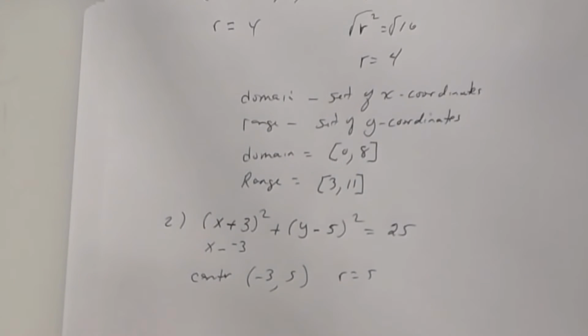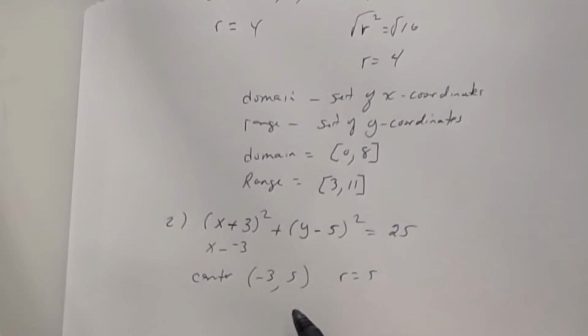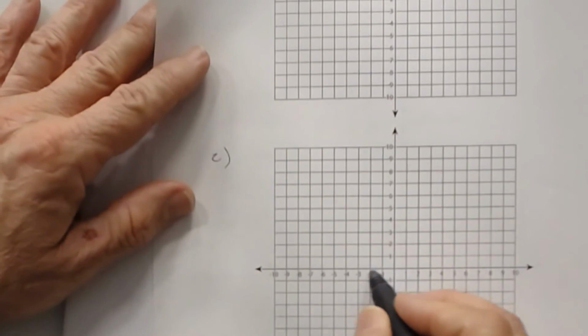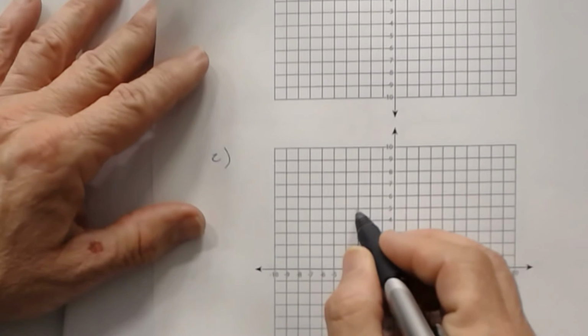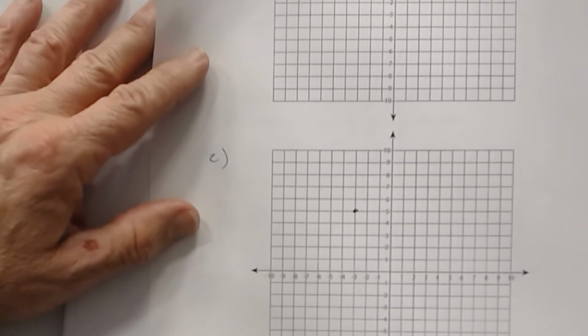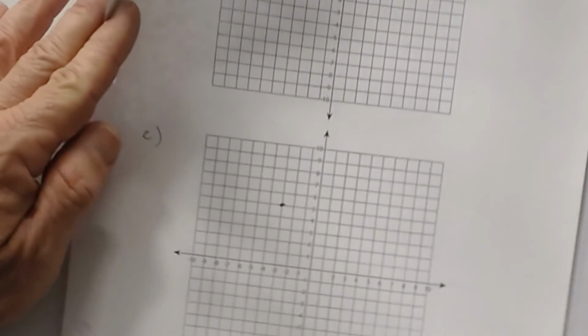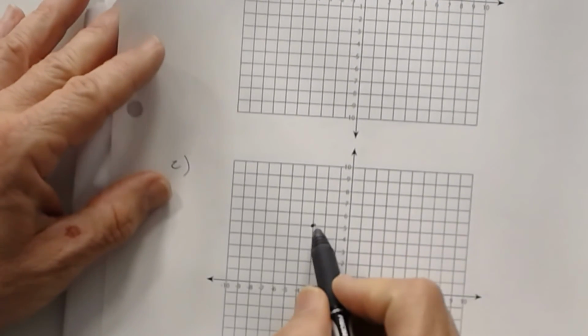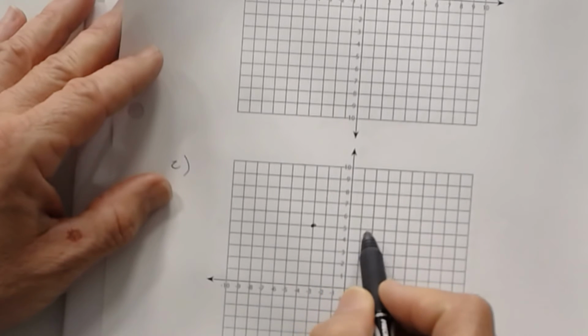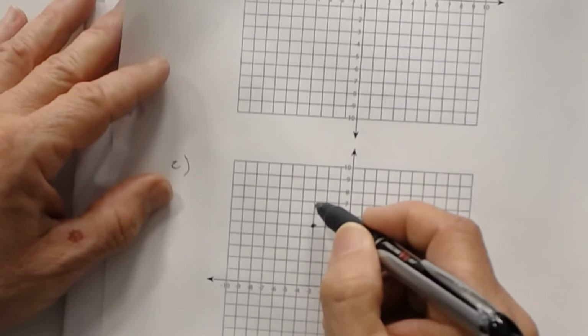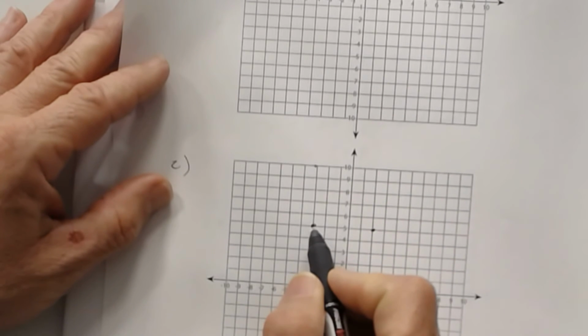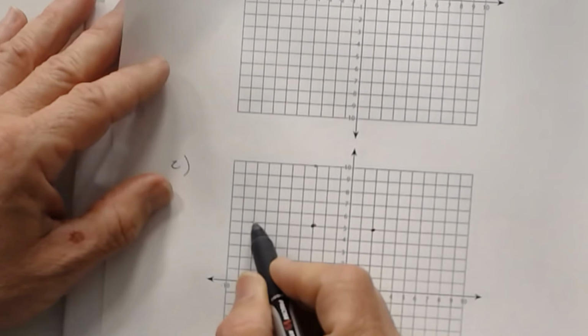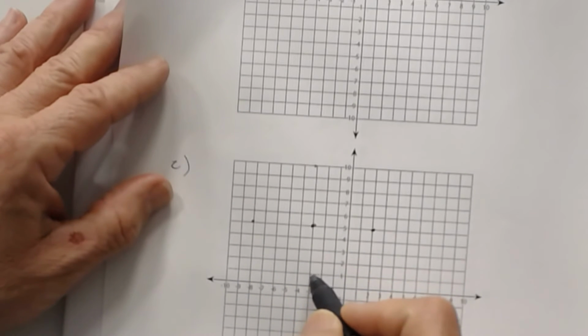Okay, so let's go ahead and graph it. It's number 2. I'm going to go ahead and plot the center. So negative 3, 5 is in the second quadrant. So there's the center. From that center, I'm going to go 5 units all the way around it, right? So 5 to the right: 1, 2, 3, 4, 5. 5 up: 1, 2, 3, 4, 5. 5 to the left: 1, 2, 3, 4, 5. And then 5 down: 1, 2, 3, 4, 5.